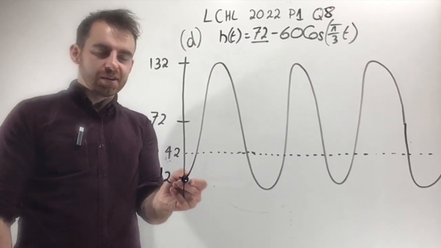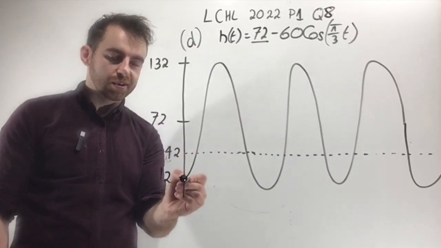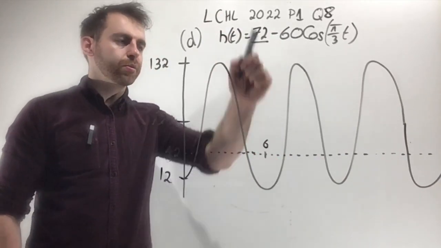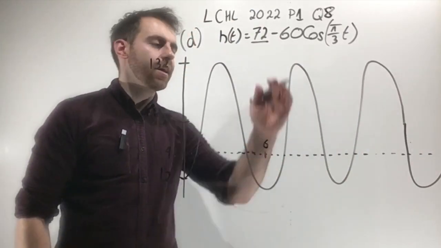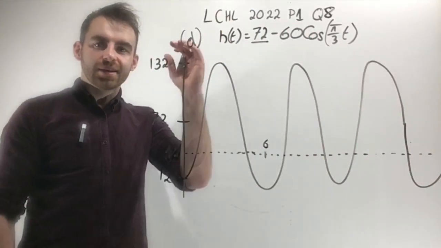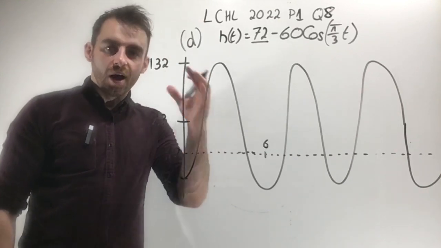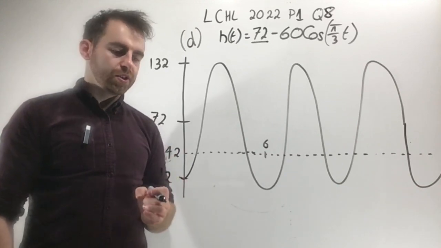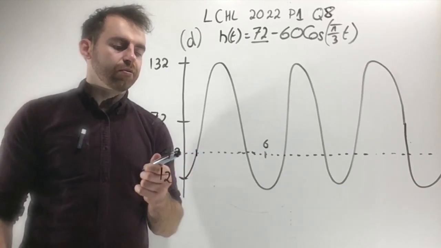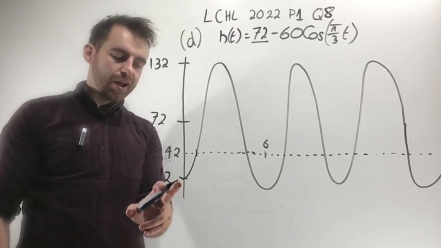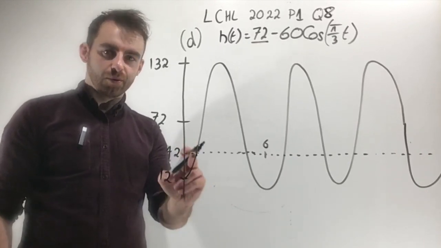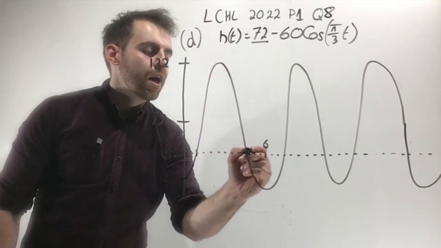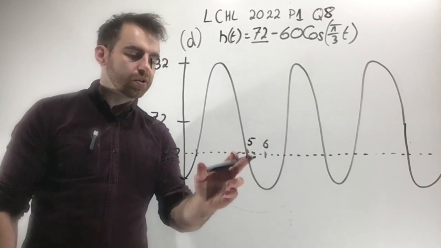So I know that if this is my starting point, it's a negative cos graph, so I start at the minimum, go up to the maximum, back down to the minimum after 6 minutes. Go up to the maximum, back down to the minimum after 12 minutes, same thing again after 18 minutes. Basically, the height above the ground oscillates and repeats itself every 6 minutes. We know from the first part of the question that after 1 minute, you're 42 meters above the ground. So you start at 12 meters and it takes 1 minute to get to 42 meters. Then you go up to the top and back down, and after 5 minutes, you're also 42 meters above the ground.